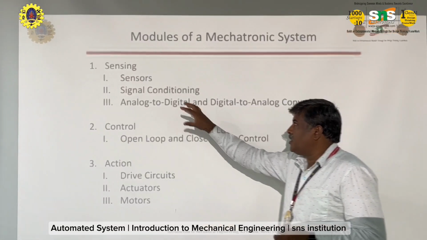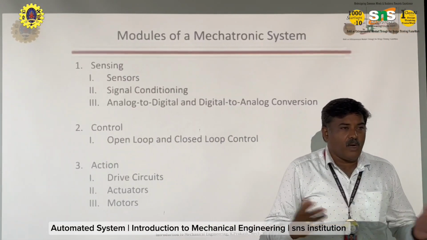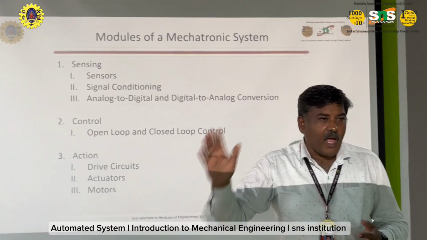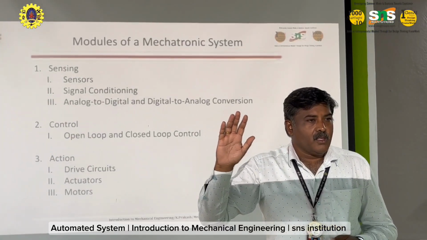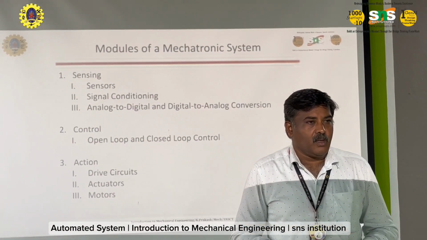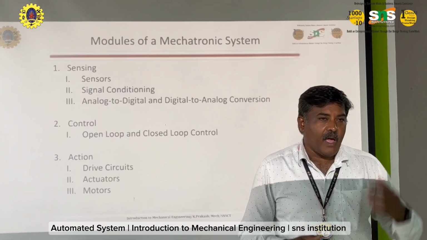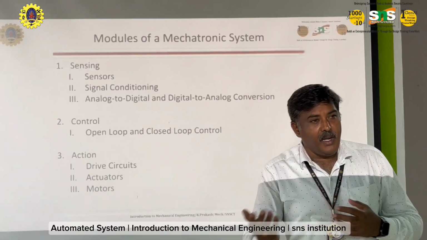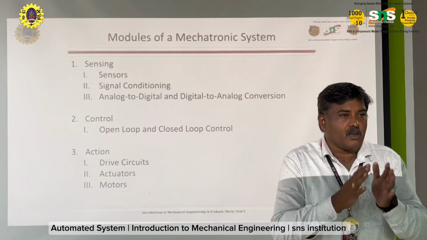The first one is the sensing unit. What is the purpose of sensing? We have our hand. If we touch, we can feel. That is a type of sensing. We have our nose, and we can smell things. This is called sensing.